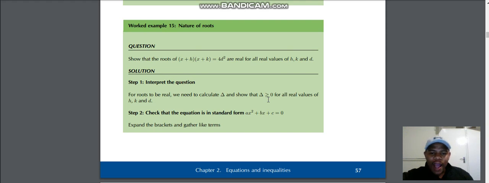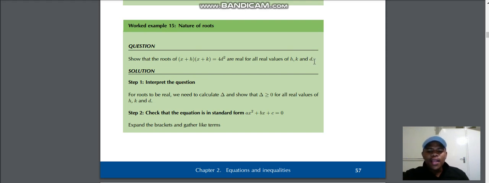Let's look at our next question. Show that the roots of (x + h)(x + k) = 4d² are real for all real values of h, k, and d.